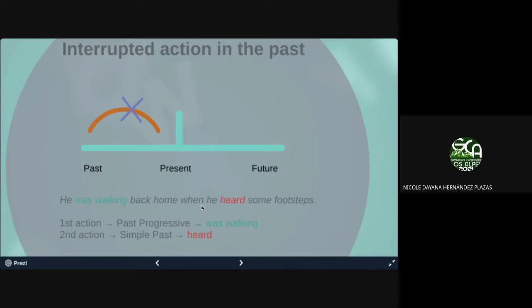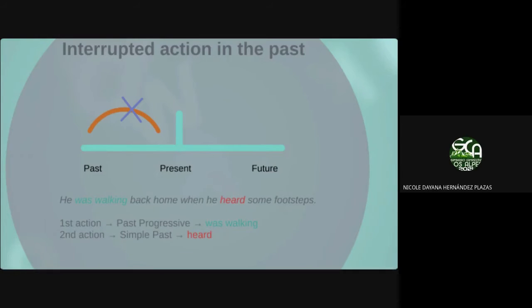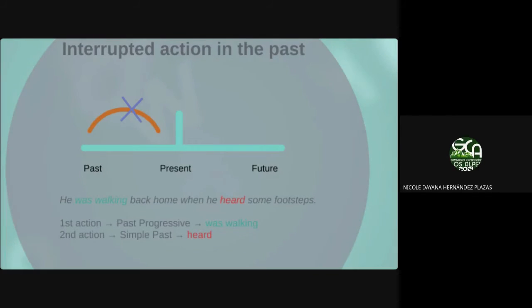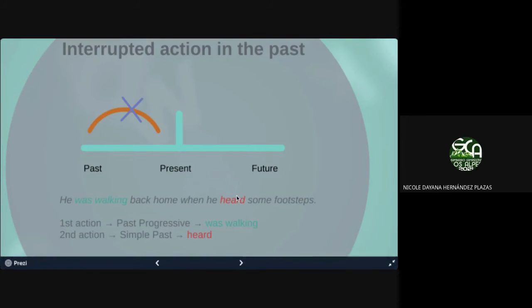¿Será que yo puedo ponerlo así? He heard some footsteps while he was walking. Is it okay if I say it in that way? He heard some footsteps while he was walking back home. Is it okay? What do you think? I think yes. Yes, it is okay. ¿Qué me cambió? Que en lugar de usar el when, voy a usar el while. Porque ya no estoy diciendo primero la acción que es interrumpida, sino la que interrumpió.